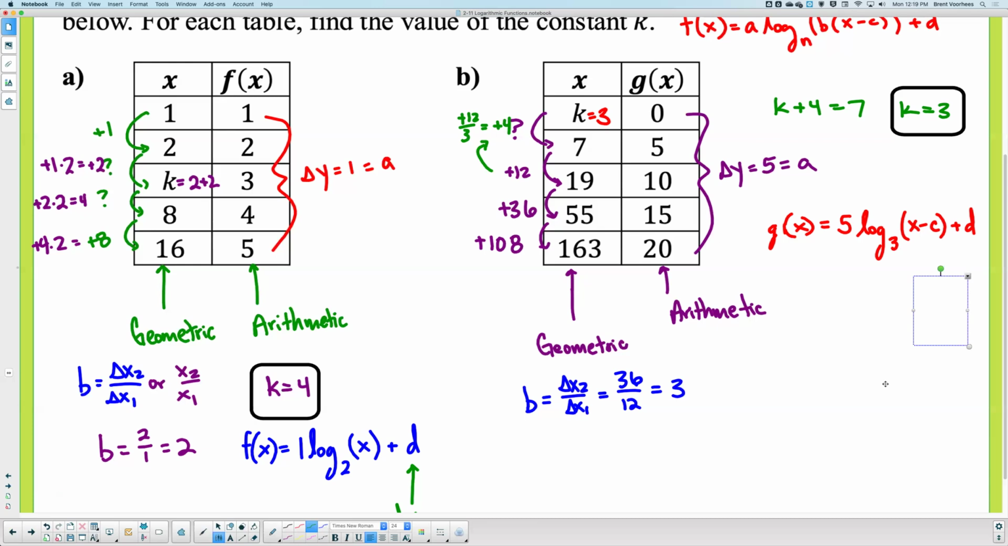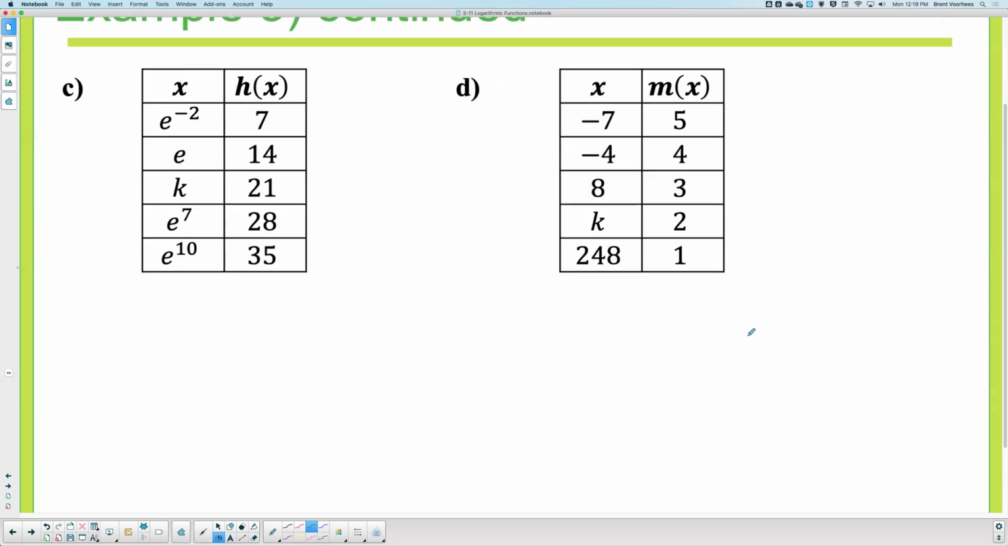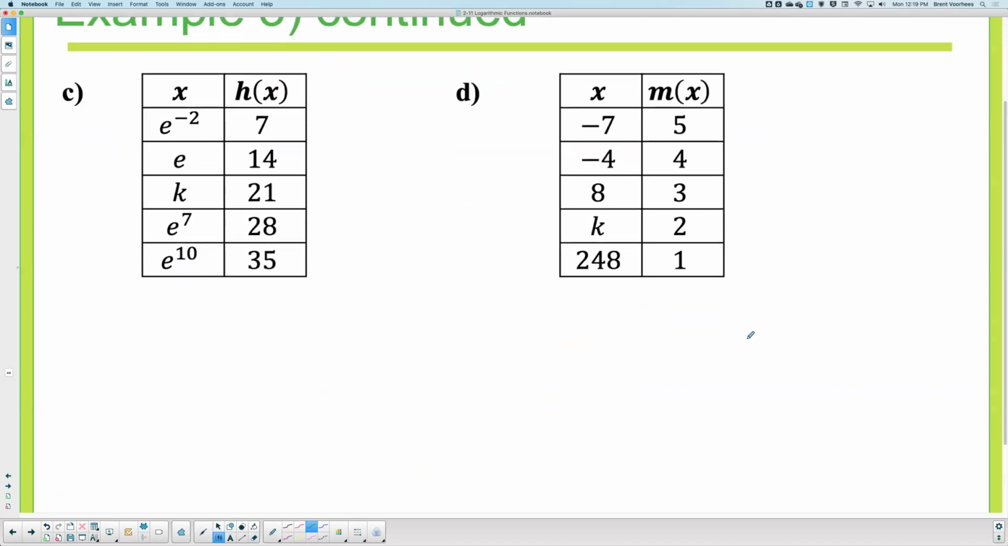Okay, I've done 2. I'm going to do 2 more, and I'm going to get away from the extra stuff. On C, tell me what's happening on C. What do you notice looking at that right away?